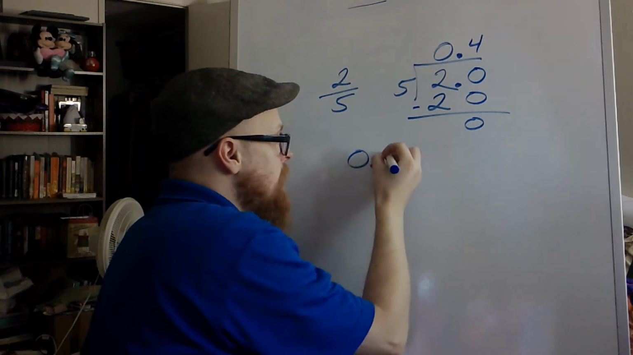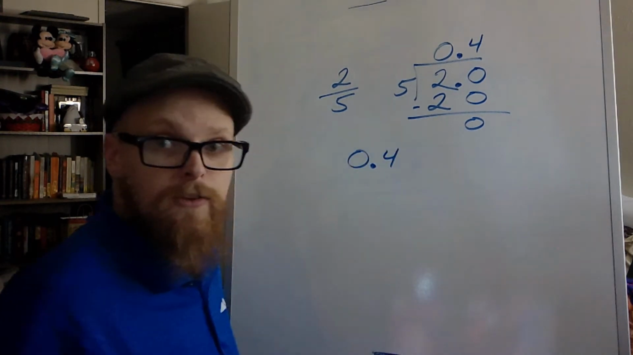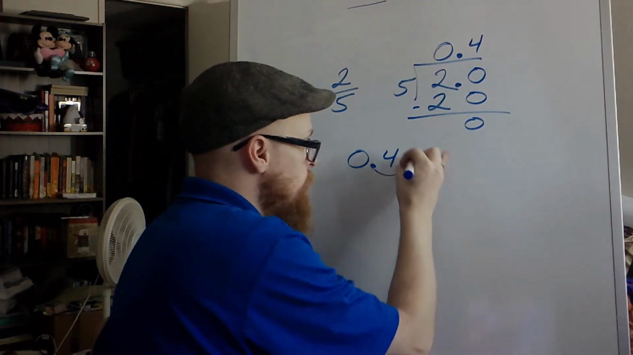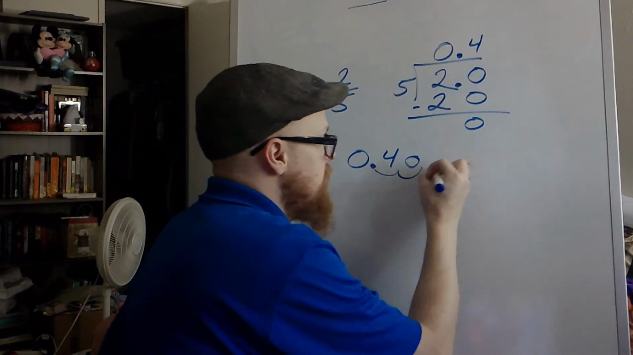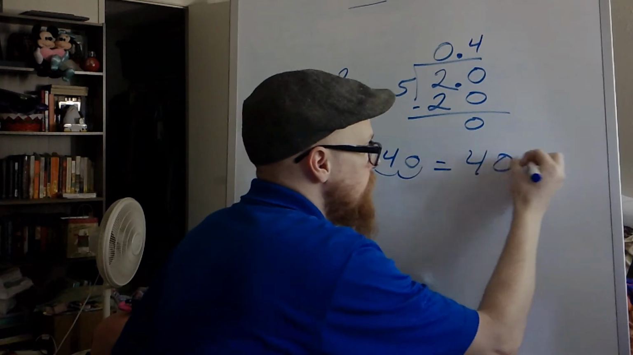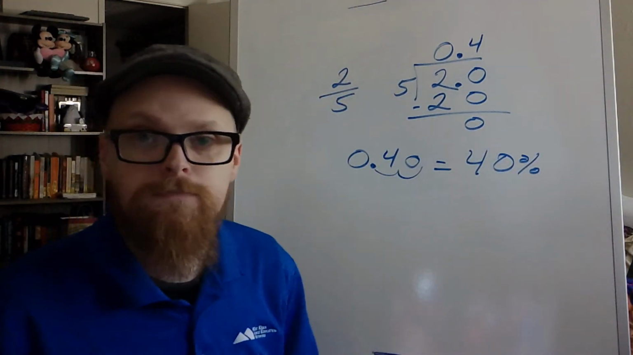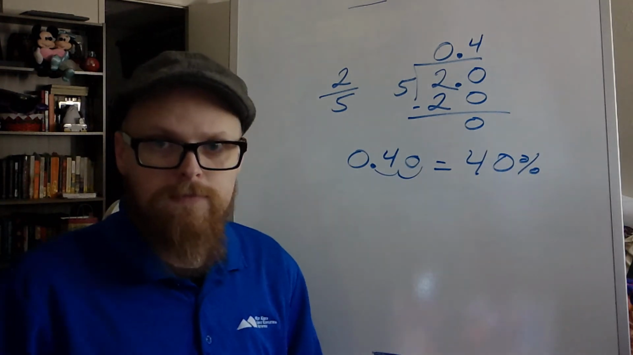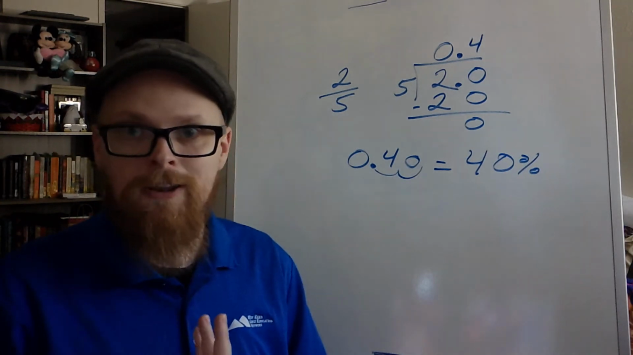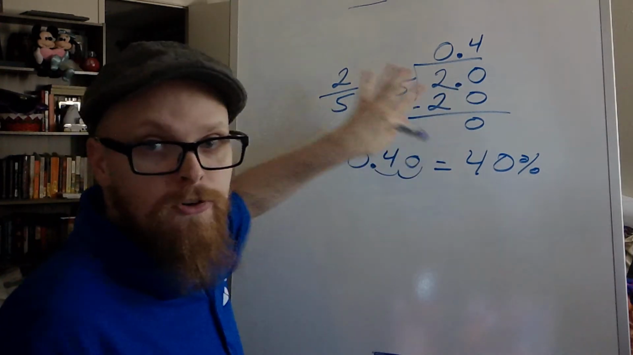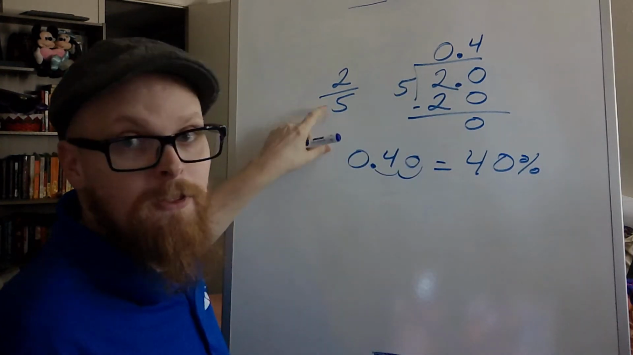Now that I have a decimal with this, I can convert it to a percentage. 1, 2, slap a 0 on there, and it is equal to 40%. Right? That's one way to do it. Personally, I think that's a fairly easy way to do it. Okay? And it works. This method works regardless of what number you have on the bottom.